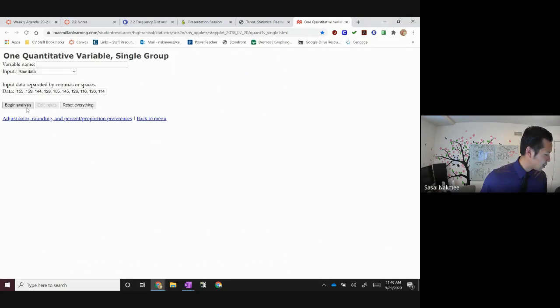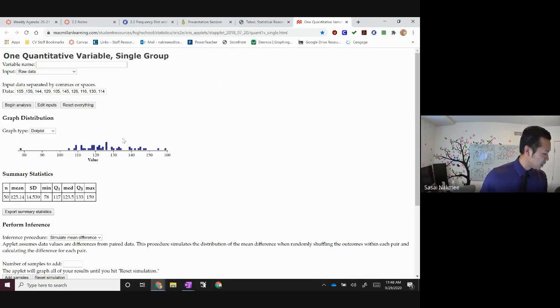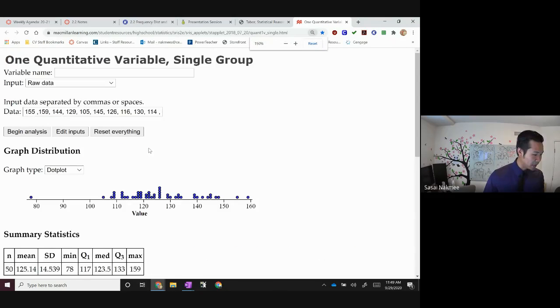Oh, whoops, that's why it was deleting it. I had to do it from this page. So begin analysis, there we go. Oh, it works. I can copy all of them and just paste it into this chart. Sweet, so by the way, this is the same graph that I got earlier. I'll zoom in for you guys so you can see a little bit better.